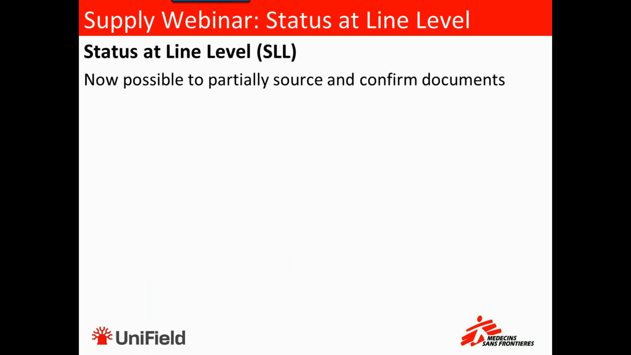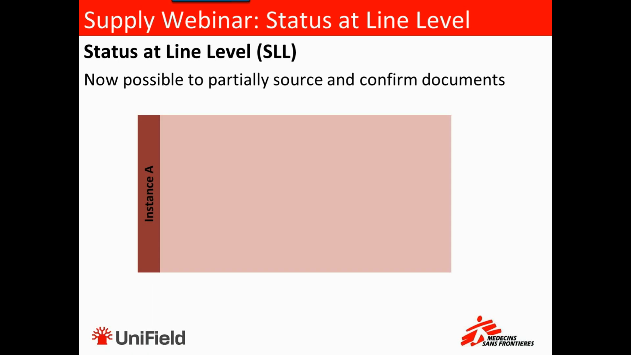So that's why it's called status at line level. We are now moving from the header, and we are switching also down into the line level. How is it going to look like? Let's look at the same instance A, right? So you had your field order 861, still we can use the same. And you put your analytical distribution and you validate your field order.